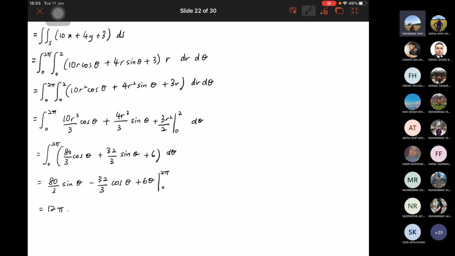Okay, done. Ui, dah belum? Cos 2 pi bukan 1 ke doktor? Apa maksud tu? Bukankah cos 2 pi itu 1? Itu maksud dia.